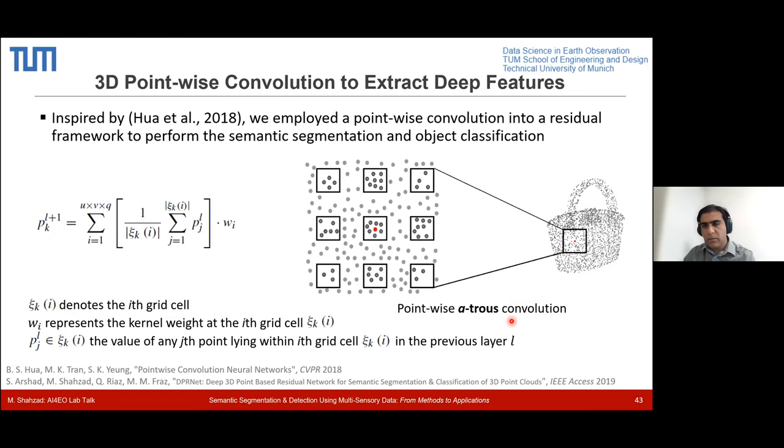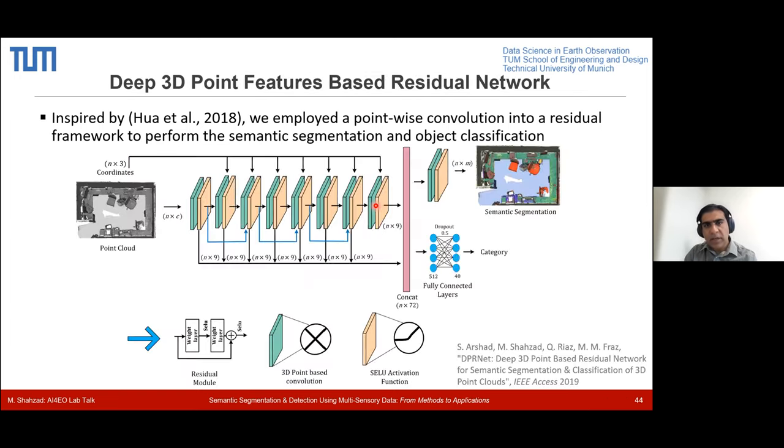This idea of point convolution can also be extended to atrous convolution, where we usually have gaps in between. We adopted both of these and formulated an architecture, which is something like this, where we had these point cloud convolutions followed by an activation function. Here we use the SELU activation function, and we also had skip connections, and then we end up doing semantic segmentation as well as predicting the object category, or class, of individual objects.